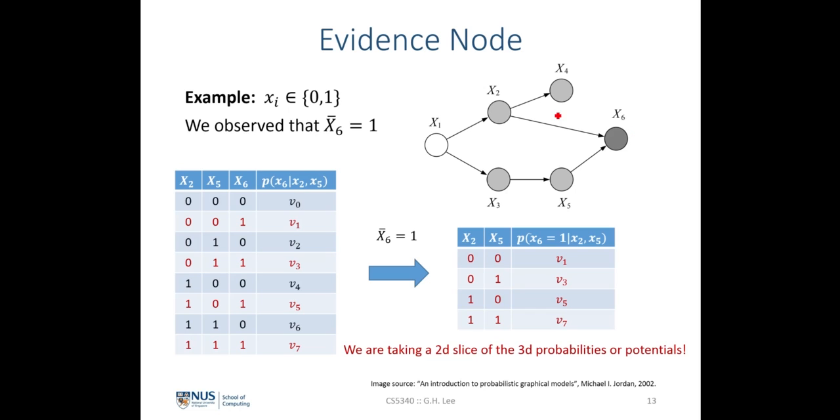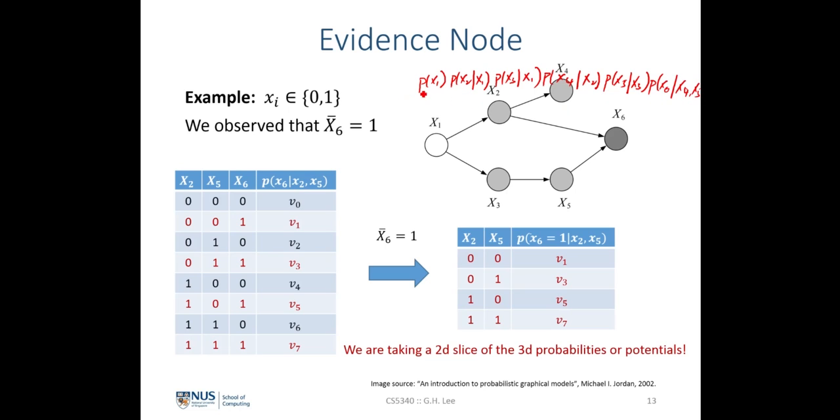Now, in this probabilistic graphical model, in this Bayesian network over here, by now you should be able to write down the factorized joint probability distribution: x1, x2 conditioned upon x1, x3 conditioned upon x1, as well as x4 conditioned upon x2, and x5 conditioned upon x3, as well as x6 conditioned upon x4 and x5.